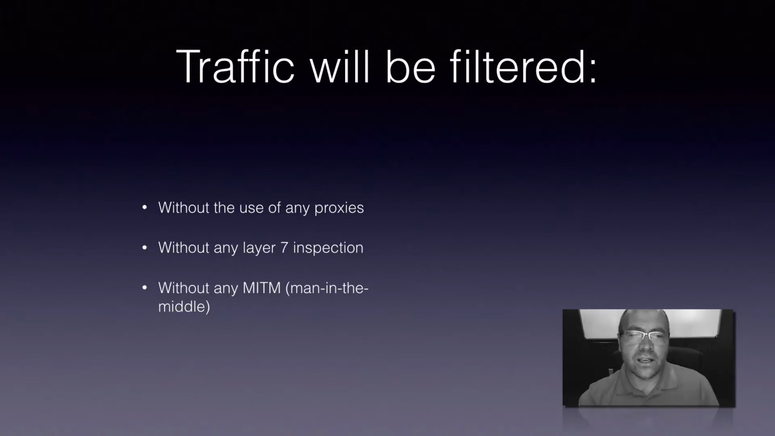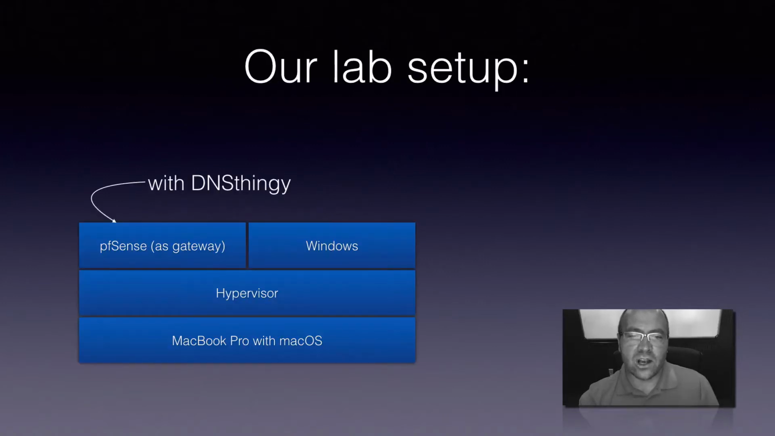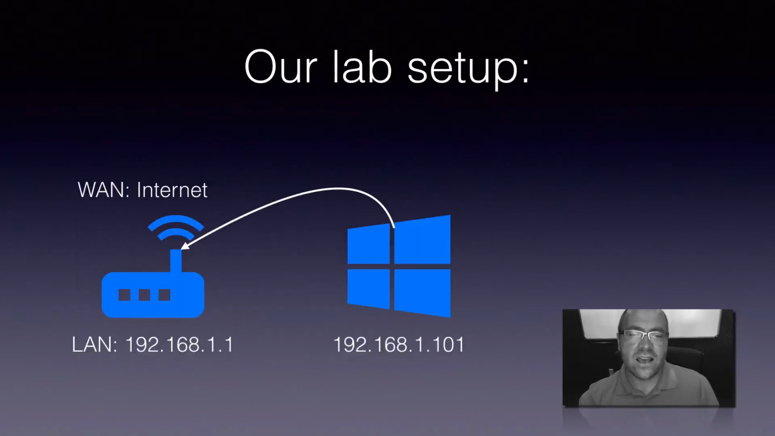What I have here is my lab on this laptop that is logically arranged like this. My MacBook Pro is the hypervisor where I'm recording this video, and I have a guest host that's running the latest version of pfSense with the DNSthingy services installed and registered. I also have a guest version of Windows 7 behind that pfSense, and the default gateway for that Windows machine is pfSense.